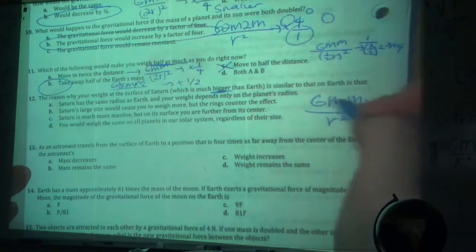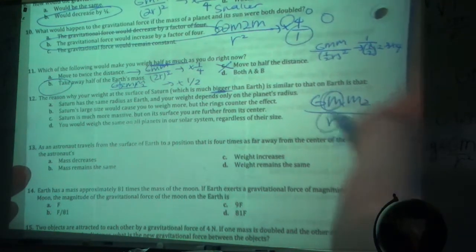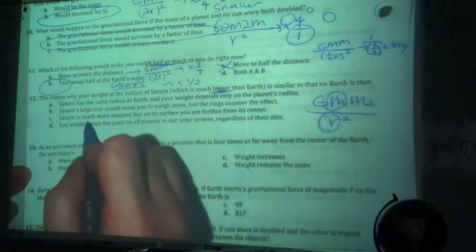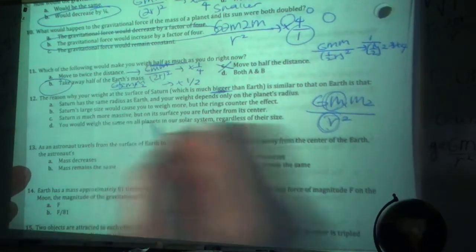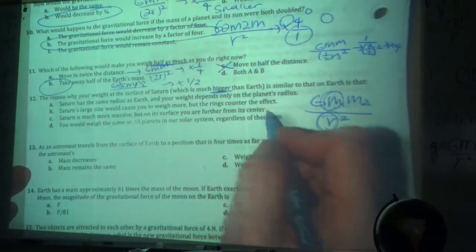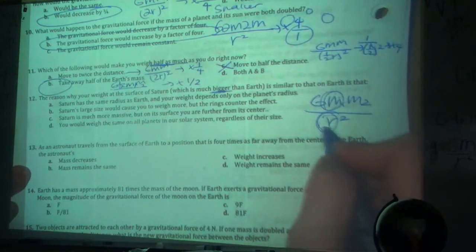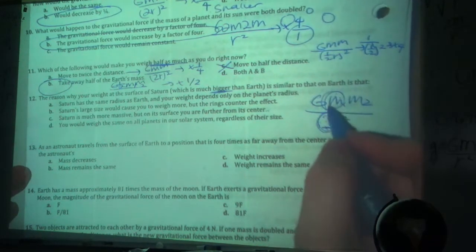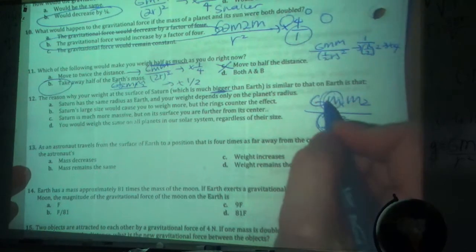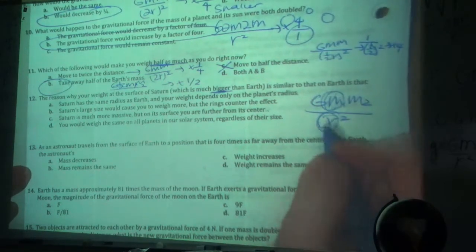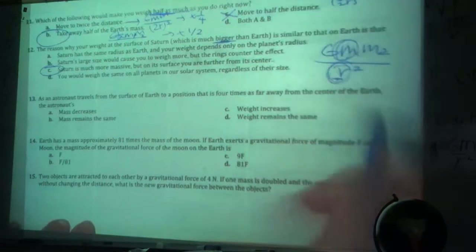So you can have a much bigger number here, but if you're also dividing by a bigger number, then that can cancel out. So see, Saturn is much more massive, but you are farther from the center, which means bigger r. So big mass and a big radius can actually balance each other out. In fact, radius counts more, right? So if you were to have twice the mass, or 4 times the mass, twice the radius would cancel that out. So C.